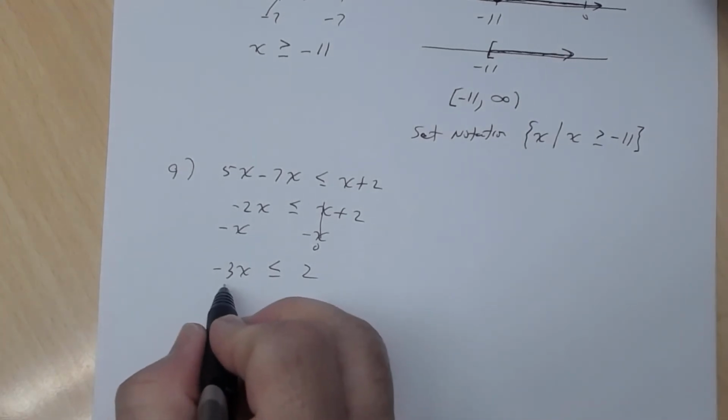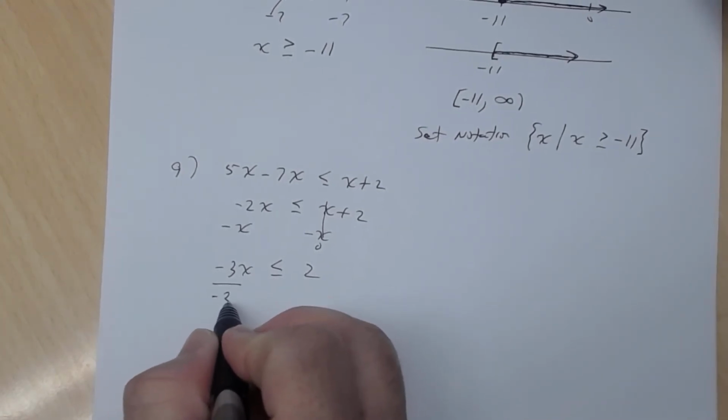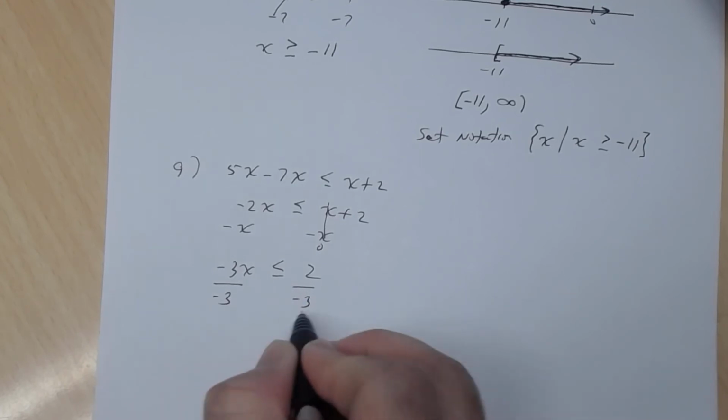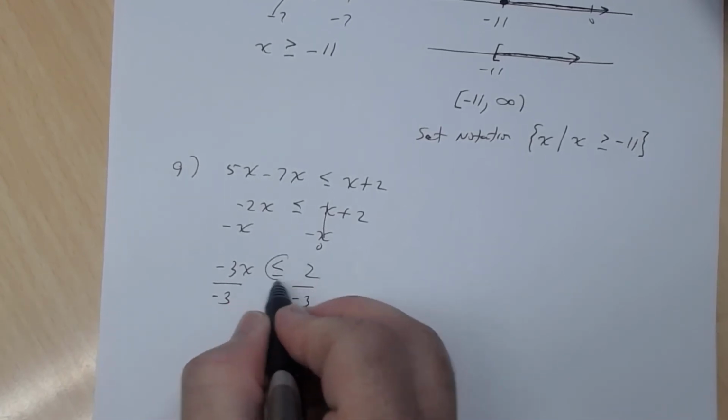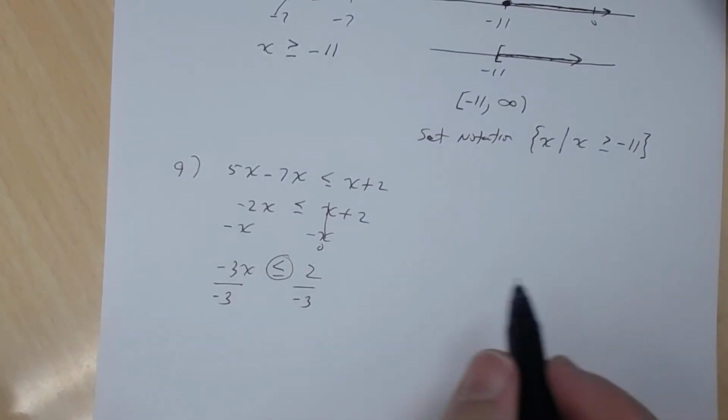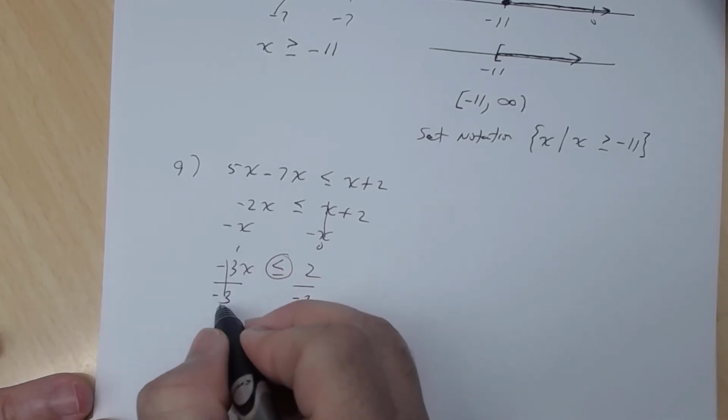And then dividing both sides by negative 3. Now remember, I'm dividing or multiplying both sides of an inequality by a negative number, so I've got to reverse the symbol. So I get negative 3 divided by negative 3 is 1.